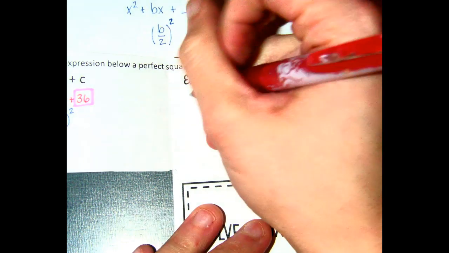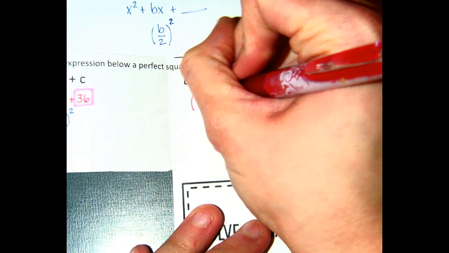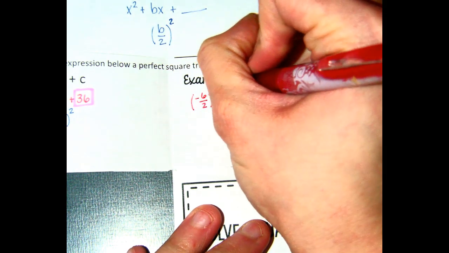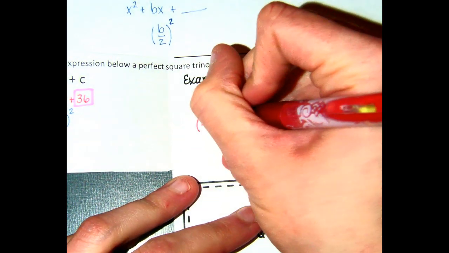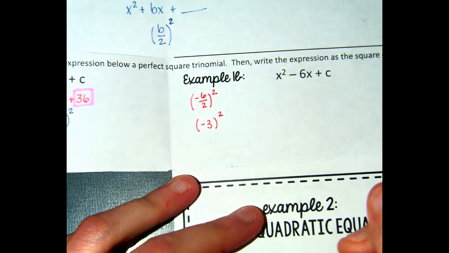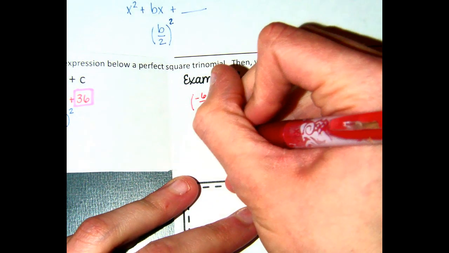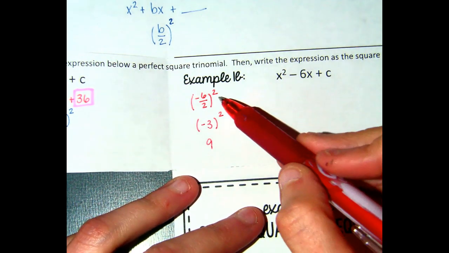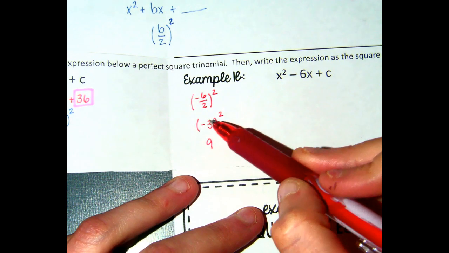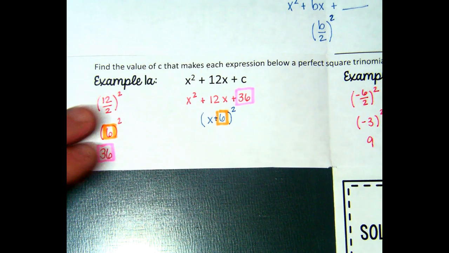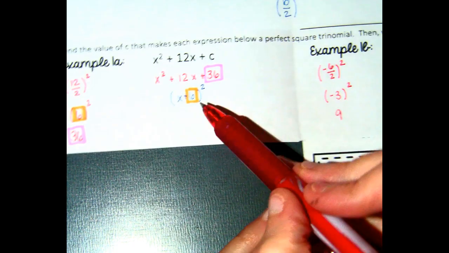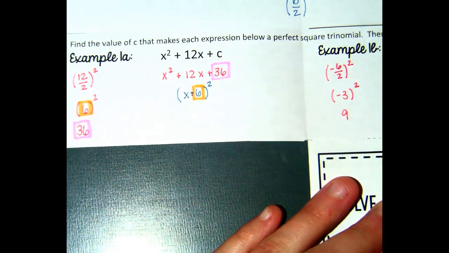Example 1b. What did you guys do first? Negative 6 divided by 2 squared. What is negative 6 divided by 2? Negative 3 squared. What is negative 3 squared? 9. Now, I know that you can do this whole thing in the calculator. The reason I'm doing step by step is because we need both pieces, don't we? To write it this way. That's why I need both pieces.